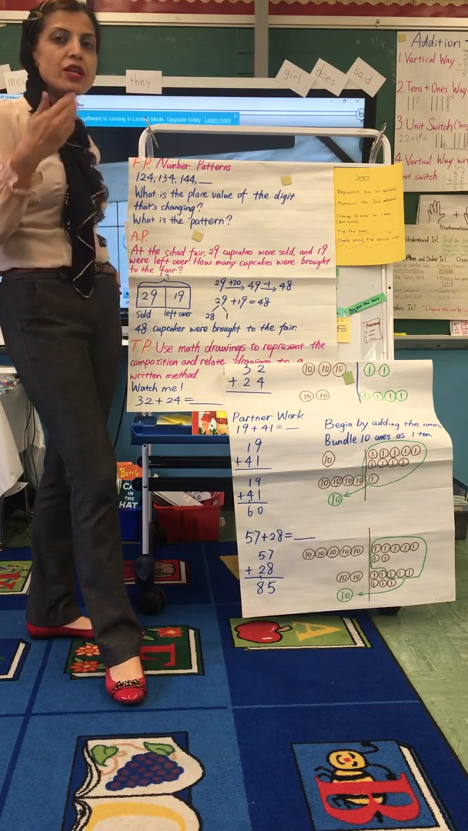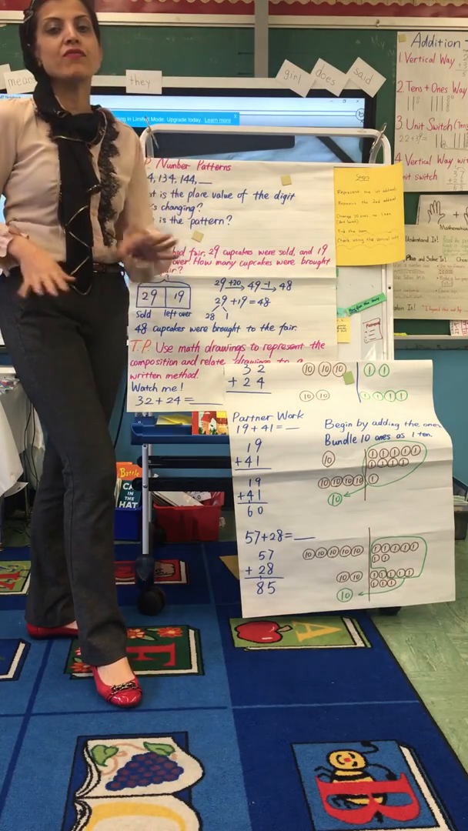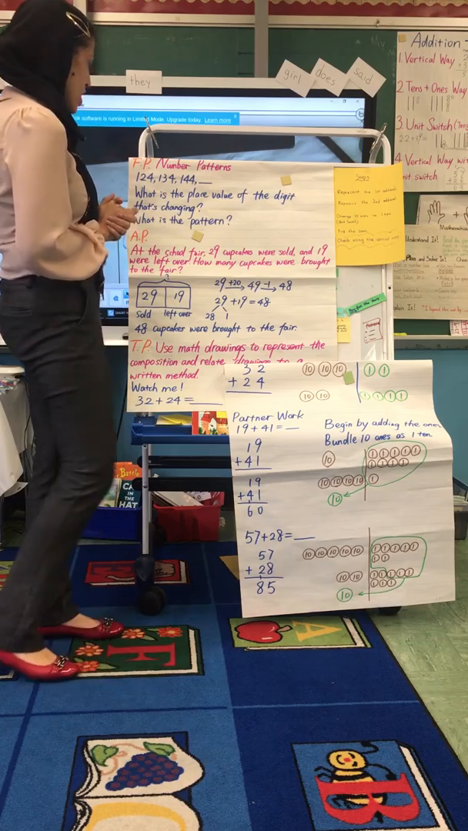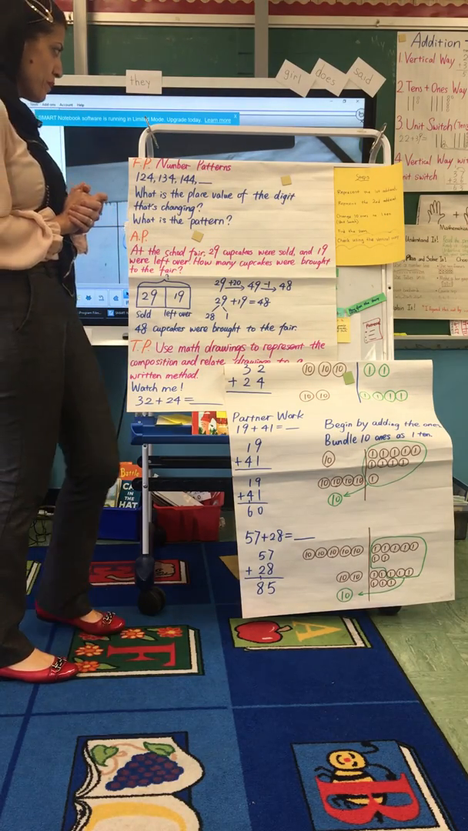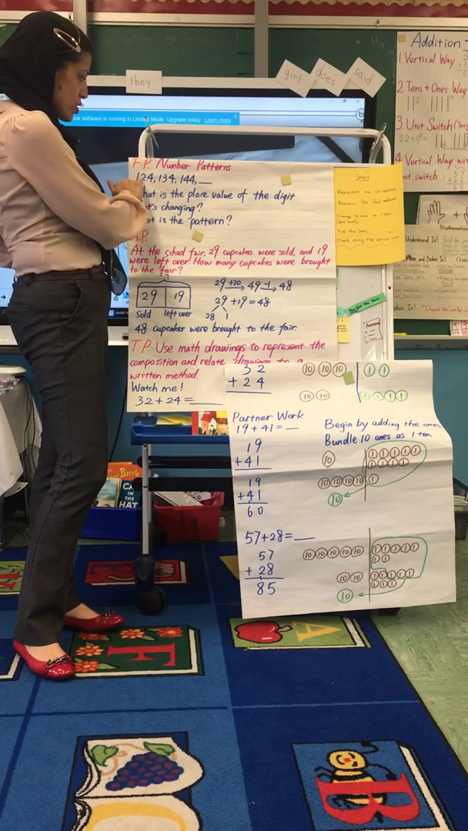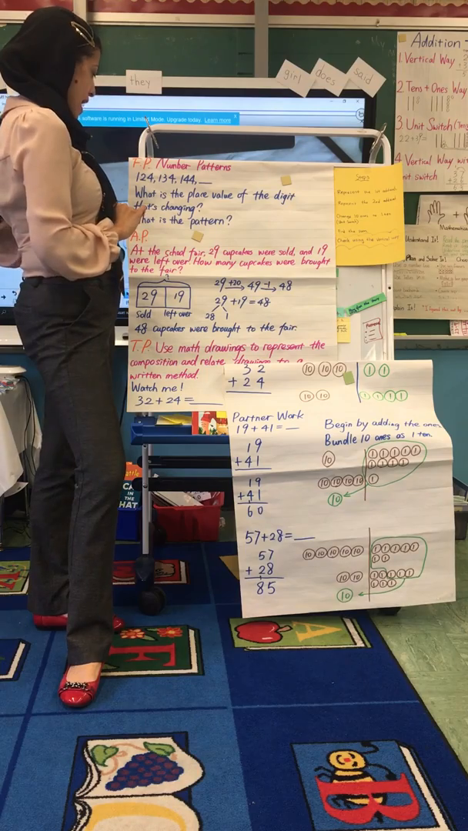124, 134, 144. What's the next number in the pattern? 154. Very, very good. What is the place value of the digit that's changing? As you can see, it's the tens, right? The tens column. And what is the pattern?